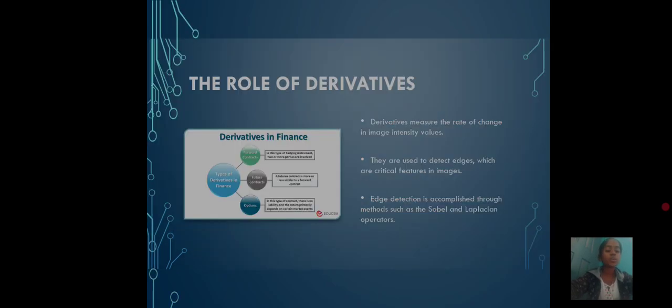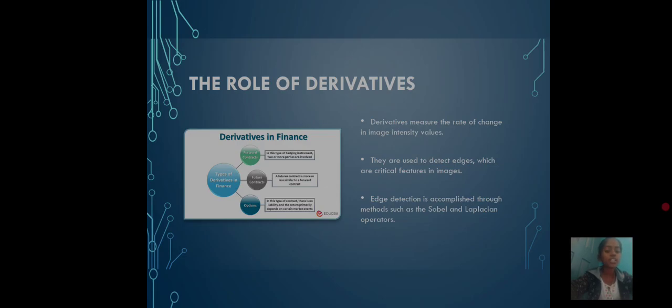Let's see what is the role of derivatives in calculus in image processing. Derivatives measure the rate of change in image intensity values. They are used to detect edges, which are critical features in images. Edge detection is accomplished through methods such as the Sobel and Laplacian operators. About the Sobel and Laplacian operators, we are going to discuss in upcoming slides.